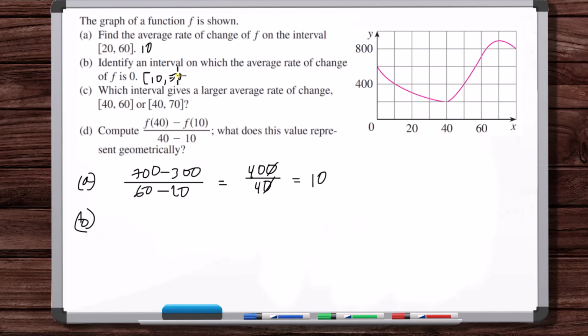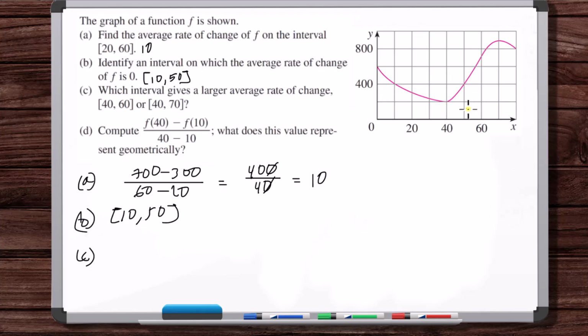Which interval gives a larger average rate of change? So yeah, this was 10. Okay. Which interval gives a larger average rate of change, from 40 to 60 or from 40 to 70? Well, it's going to be from 40 to 60.